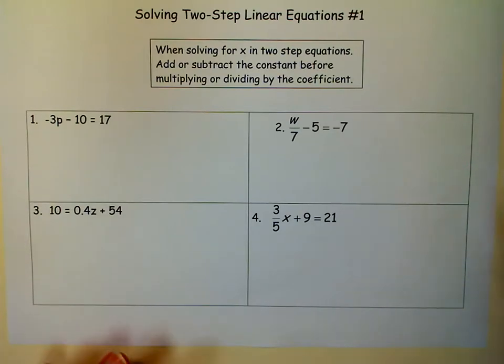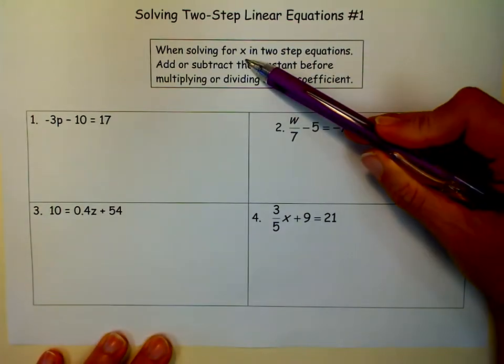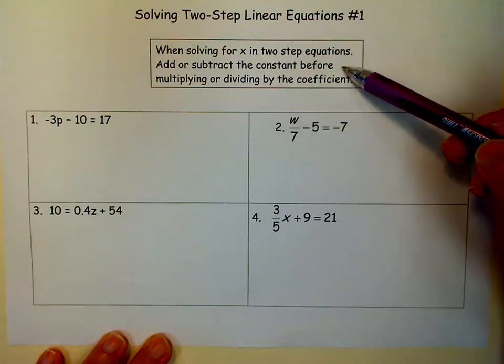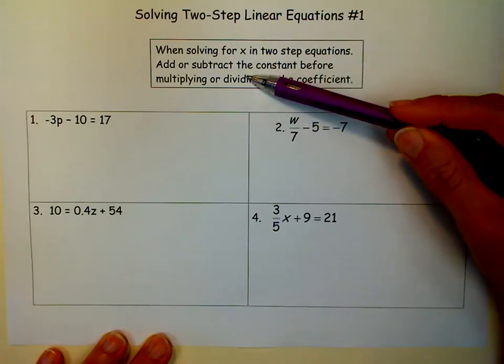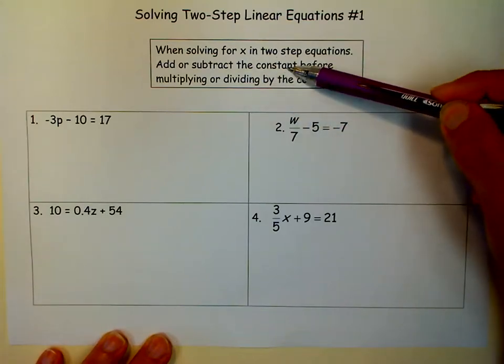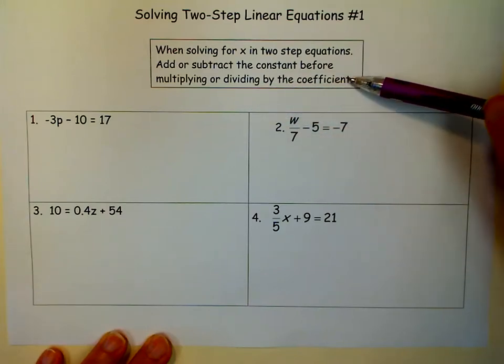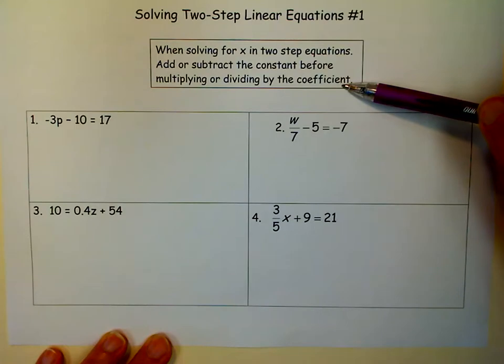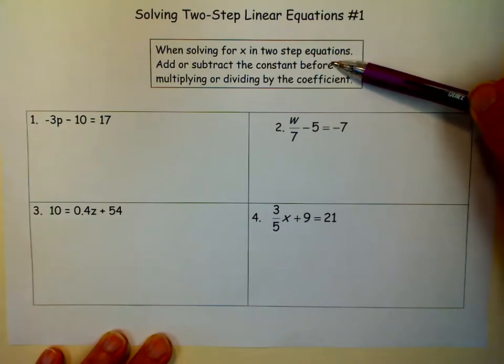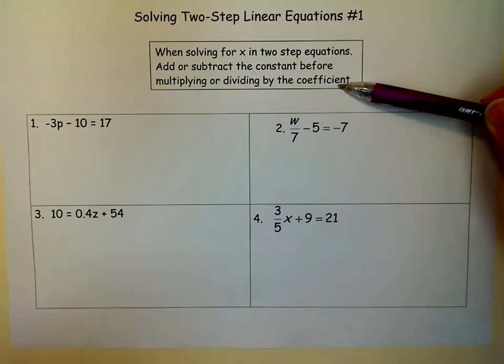So in the little box, it says, when solving for x in two-step equations, you must add or subtract the constant, remember a constant is a number, before multiplying or dividing by a coefficient. The coefficient is the number in front of or with the x that's being multiplied or divided. So we always add or subtract constants or numbers before we multiply or divide. So make sure you remember that.